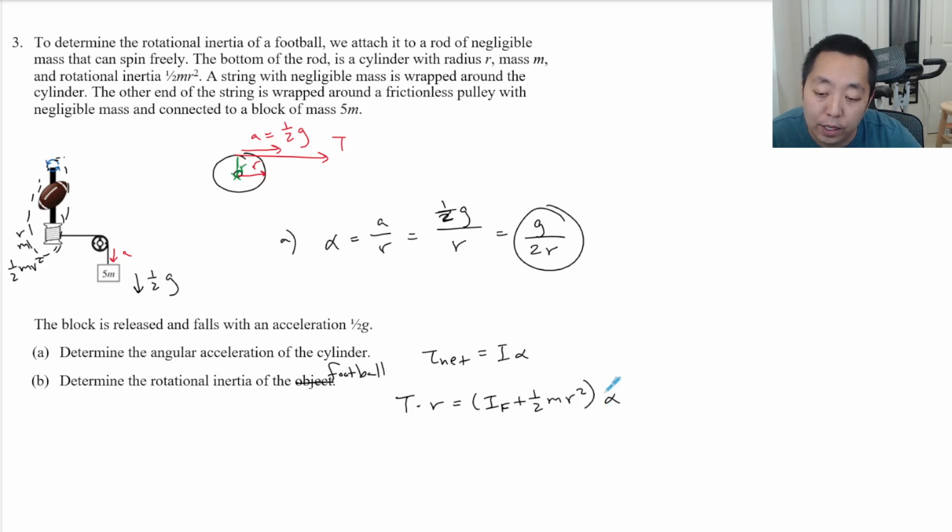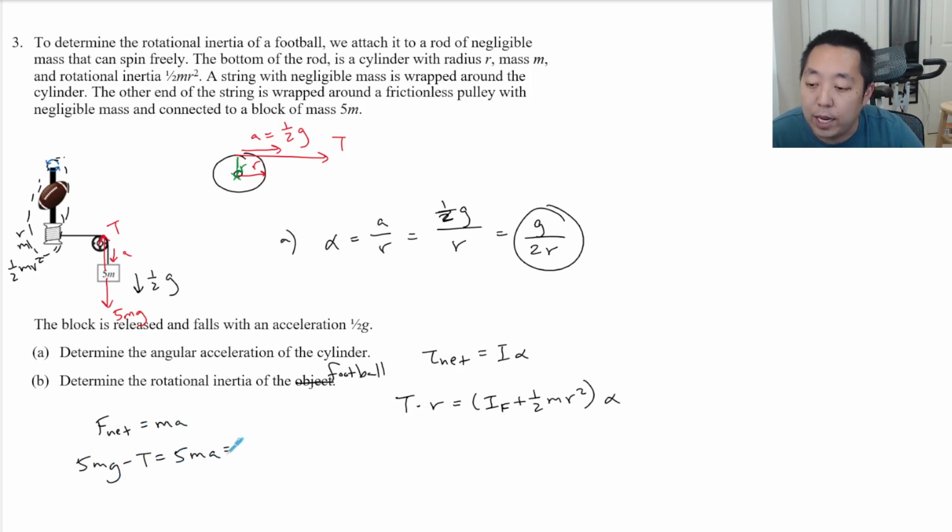Now I know alpha, I can try to solve for I_F, but I need to know what the tension is. Well, I can get that by doing a free body diagram of this guy down here, the 5m block, because that's the only other thing that involves the tension, right? Now, 5mg, force of gravity. 5mg doesn't equal T because I have to look at the net force of that guy. Net force equals ma, and he's accelerating downward. So I would say downward is positive.